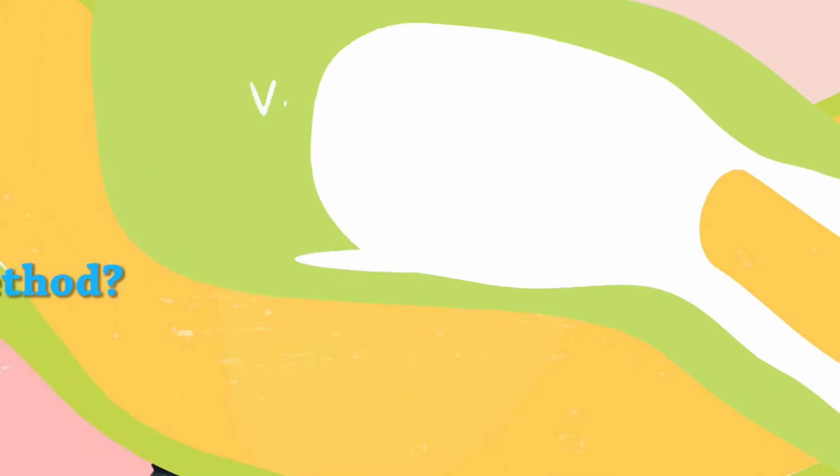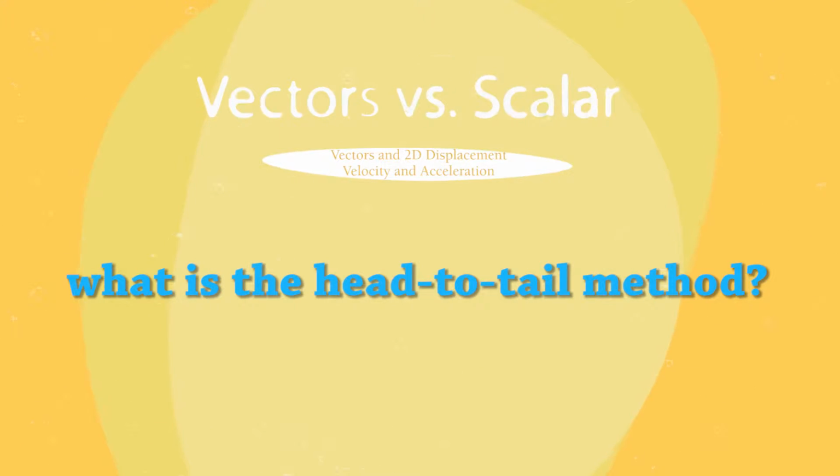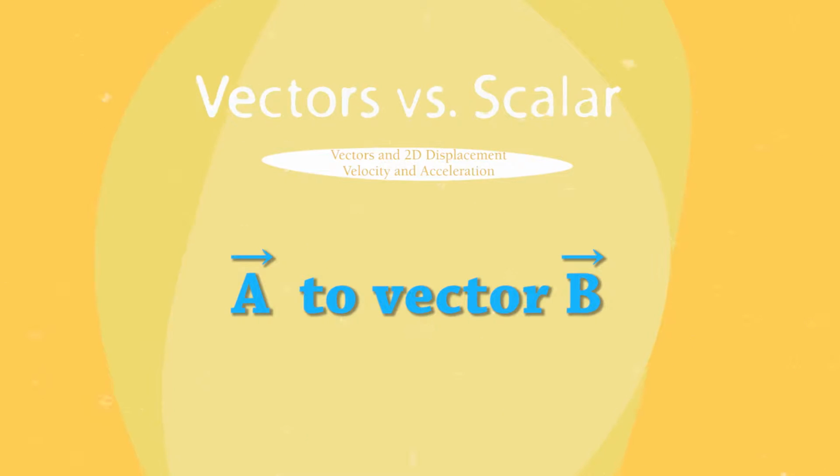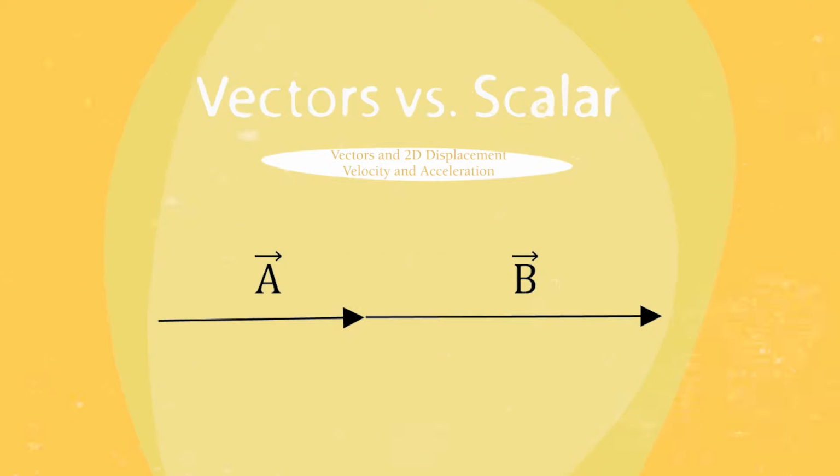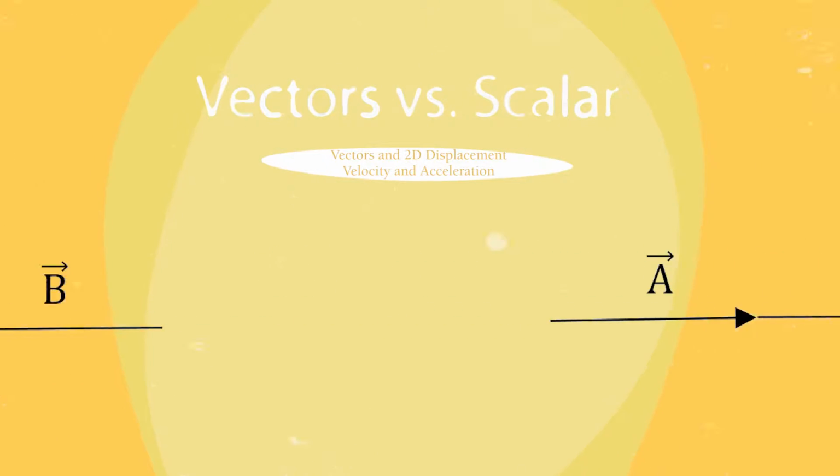So now, what is the head-to-tail method? The head-to-tail method simply means that when I add vector A to vector B, I draw vector B at the tip of vector A, like this. If I subtract vector B from vector A, the diagram would look like this.